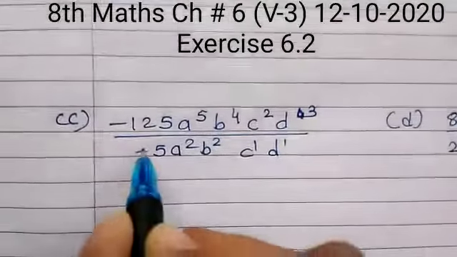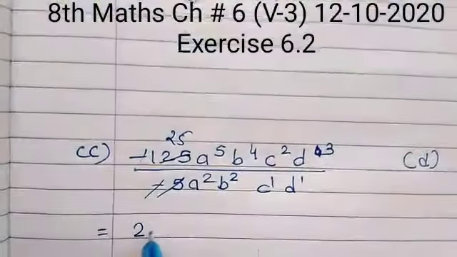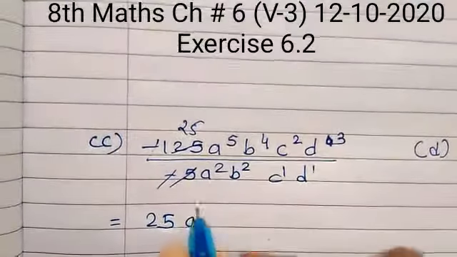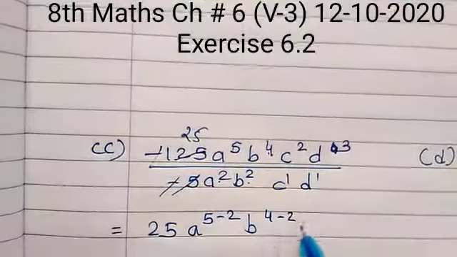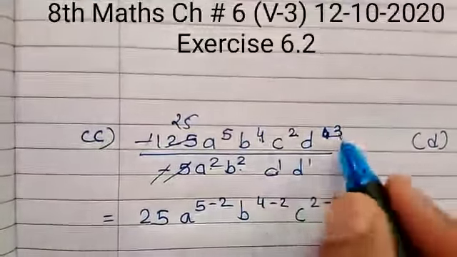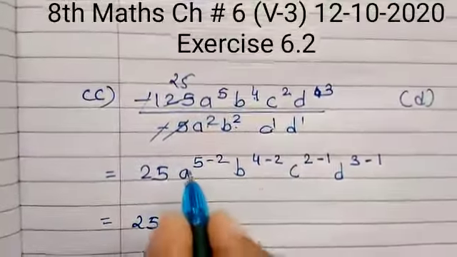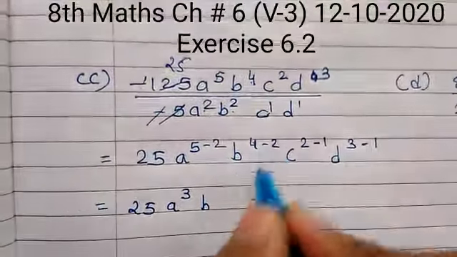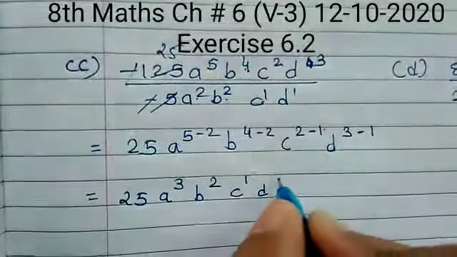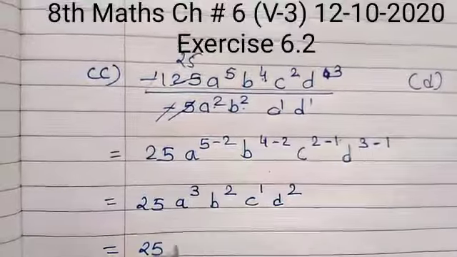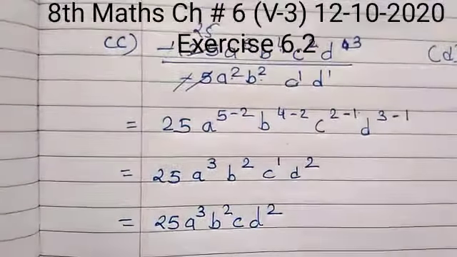Now part 5. First, minus minus will be cancelled out. 5 twenty-fives is 125, so 25 will come in positive. So a raised to 5 minus 2, b raised to 4 minus 2, c raised to 2 minus 1, and d raised to 3 minus 1. So it becomes 25. A raised to 5 minus 2 is equal to 3, 4 minus 2 is equal to 2, 2 minus 1 is equal to 1, and d, 3 minus 1 is equal to 2. So we will get the answer 25 a cube b square c d square. Like this way we will get the answer.